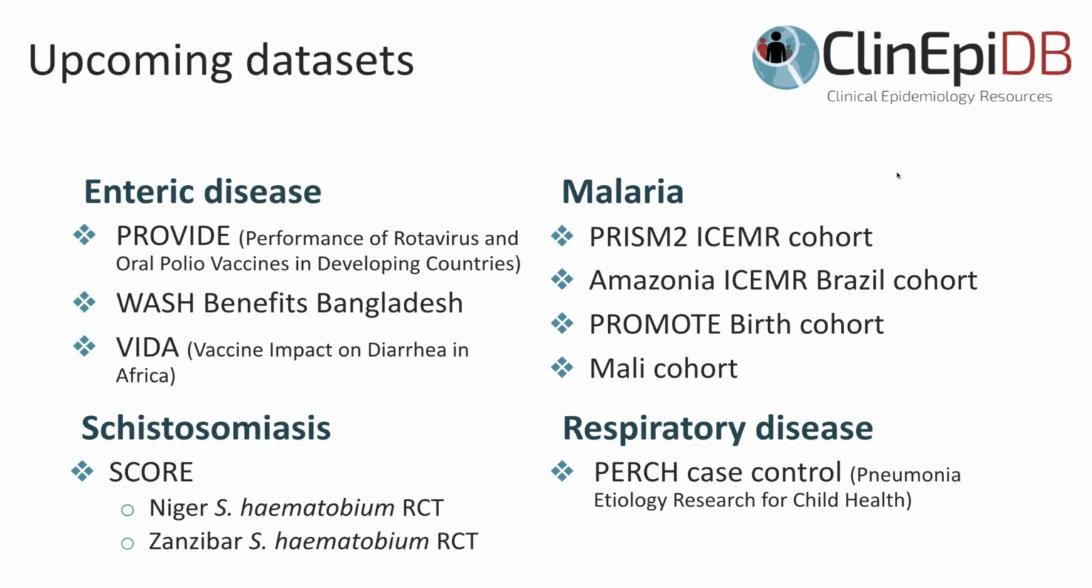WASH Benefits, which is looking at water, sanitation, hygiene, and nutrition in Bangladesh and Kenya, and the VITA study looking at the impact of vaccination on diarrhea. We're continuing to integrate additional studies from SCORE on schistosomiasis and a number of additional isomer malaria projects, as well as non-isomer malaria projects. And finally, respiratory diseases, including the PERCH pneumonia study. Next slide.